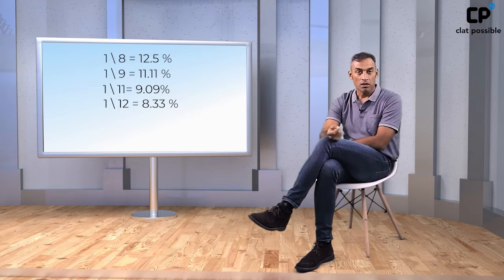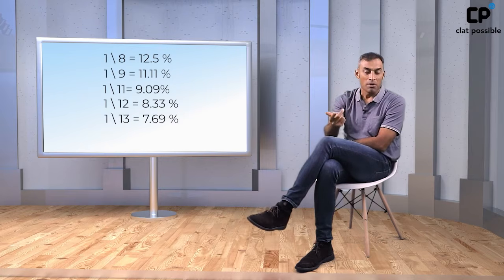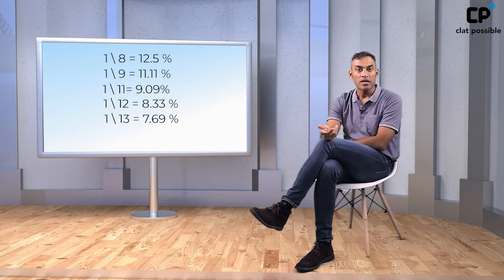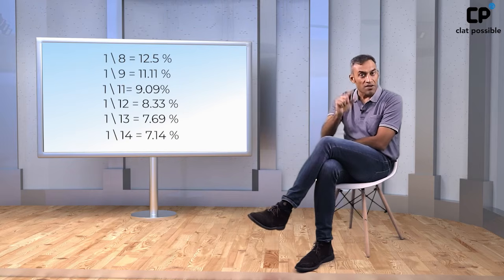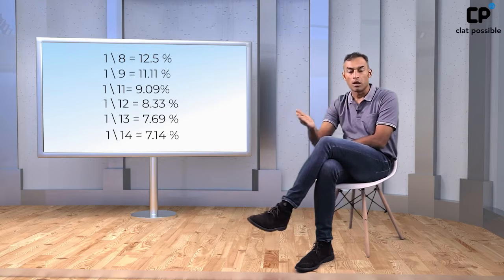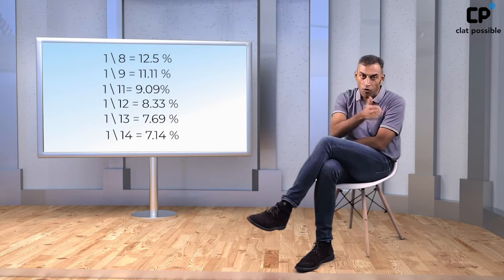A 1 by 13 is actually 7.69, but just remember 7.7. It's easy to remember, right? 1 by 14 is 7.14%. You will see this with all the ratios of 1 by 14, that the side after the decimal is double of the side before the decimal.